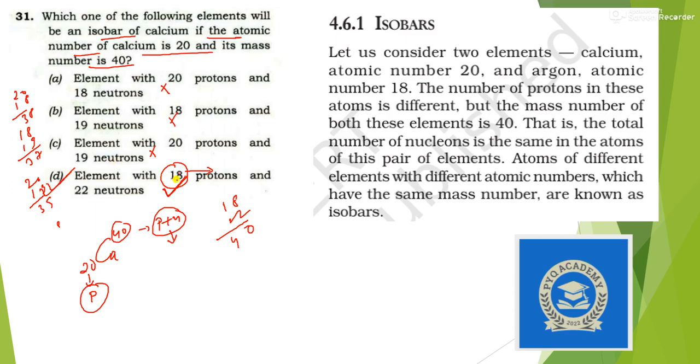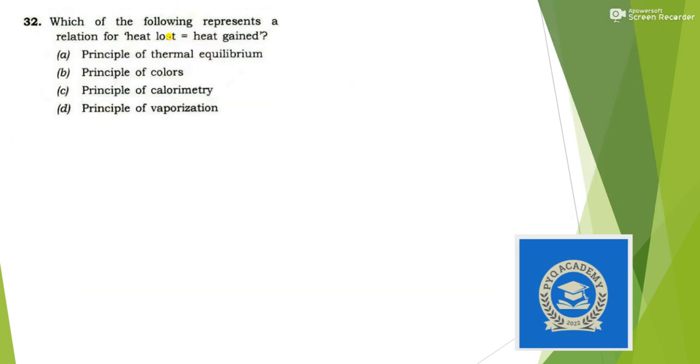And by this we can write argon is the isobar of calcium, and you can see here it is also given in NCERT that calcium with atomic number 20 and argon with atomic number 18 are isobars. Okay, so let's move to the next question. Here, which one of the following represents the relation of heat loss equals heat gain? Just remember this. This is given by the principle of calorimetry. Remember this, it can be asked in another exam.